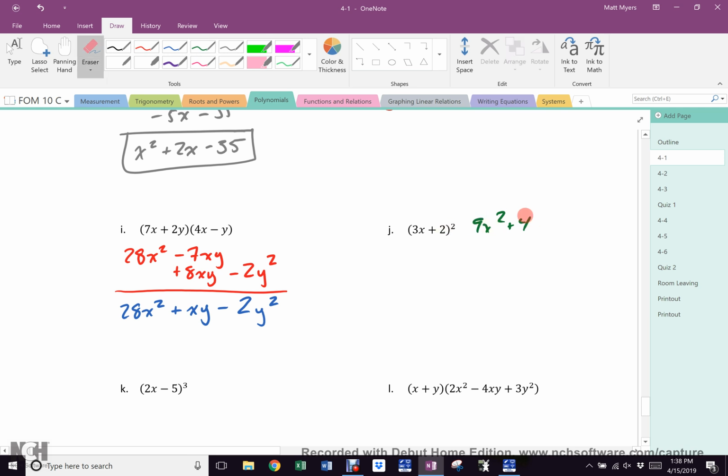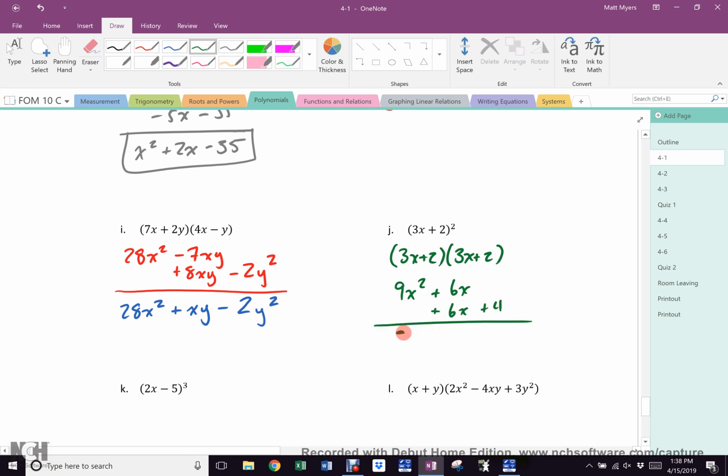This one, is it 9x squared plus 4? No, because it's 3x plus 2 squared, which means I have to multiply the whole thing to get 9x squared plus 6x plus 6x plus 4, to get 9x squared plus 12x plus 4.